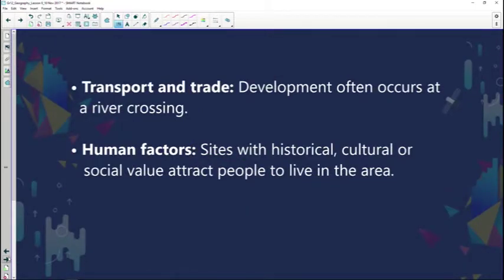Now, many towns do develop because of trade and transport. Usually it happens at river crossings. A very good example is in Limpopo province, on the border between South Africa and Zimbabwe, where the river that people need to cross is the Crocodile River. So people do tend to settle there, and human factors also play a major role. Especially in African tradition, many people tend to settle because of heritage, because of previous family members, because of ground that they find value in.